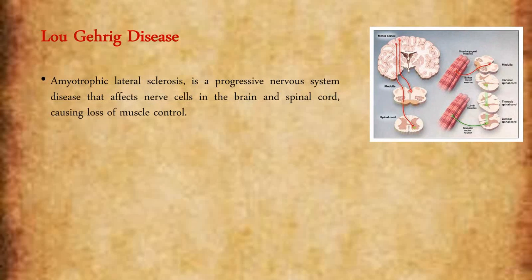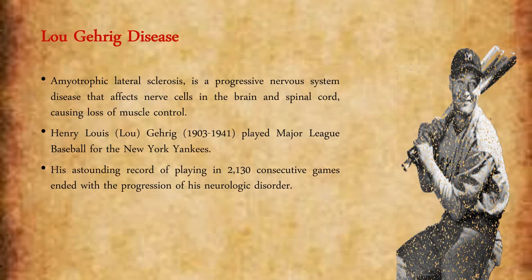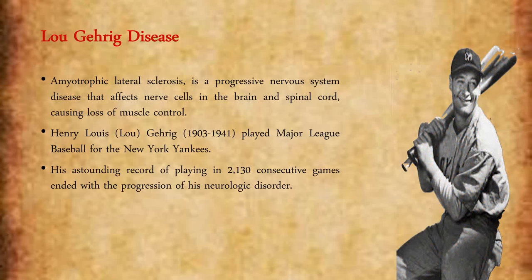Among diseases named after patients, we have Lou Gehrig disease, amyotrophic lateral sclerosis. There is an Egyptian player, what's his name? The Egyptian player now has the same disease. Amyotrophic lateral sclerosis is a progressive nervous disorder that affects nerve cells in the brain and spinal cord, causing loss of muscle control. This one is very famous. He was very powerful, very clever, and unfortunately he had this disease.